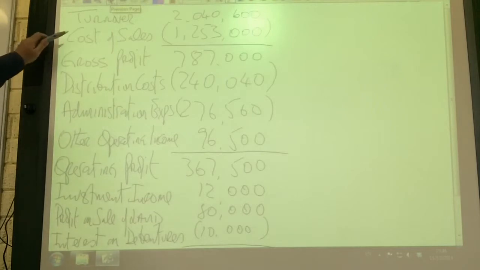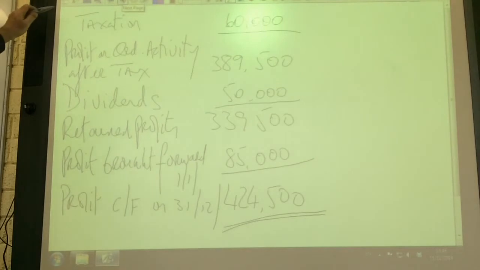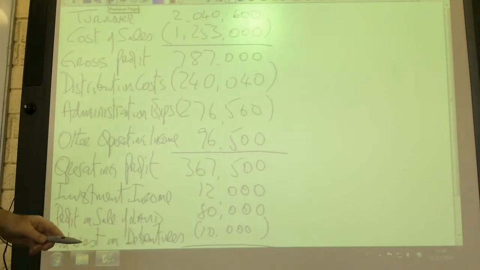In the earlier video, we've already calculated the breakdown of our cost of sales and distribution cost and admin. So we've got turnover less cost of sales gives you gross profit, less distribution cost and administration expenses, and then we added in other operating income. That gave us operating profit, to which we added investment income and the profit on the sale of land, from which we subtracted the debenture interest. That then led us to calculate our profit on ordinary activity before taxation.